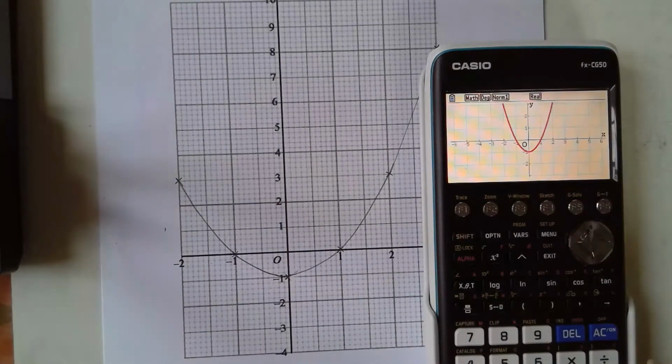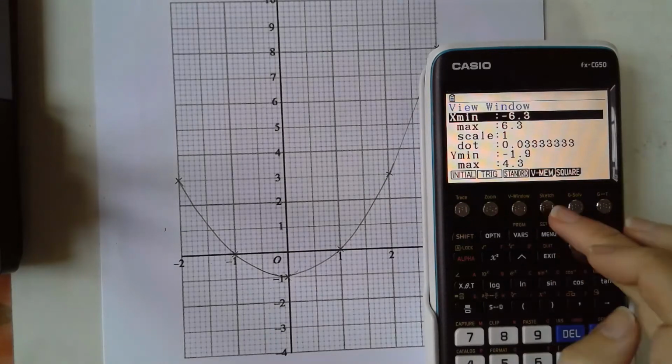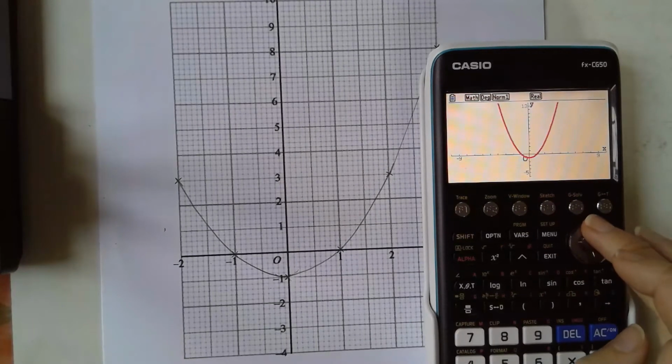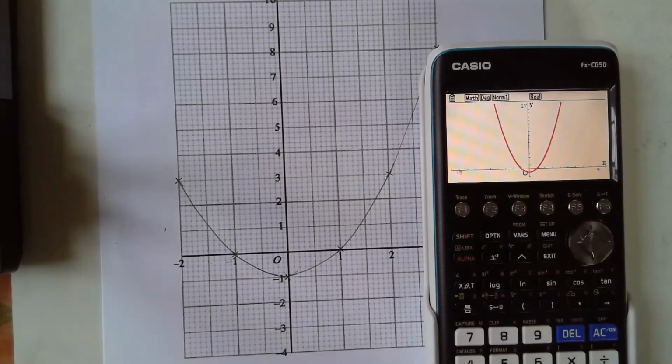Okay, but then you might want to move it around a bit and see a bit more. So there we go, you can zoom in and out. You can change your view window. Standard is 10 by 10, so you can see it that way. And you can even set your parameters for what you want your axes to show.